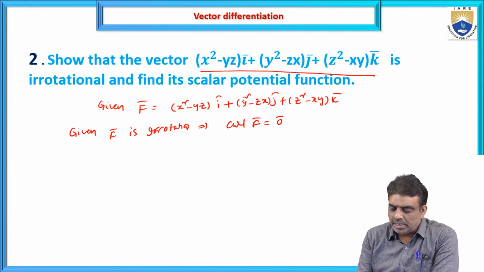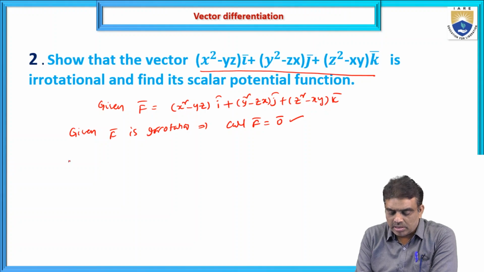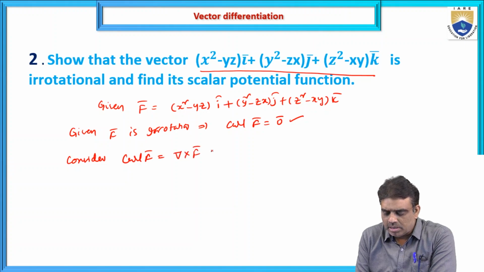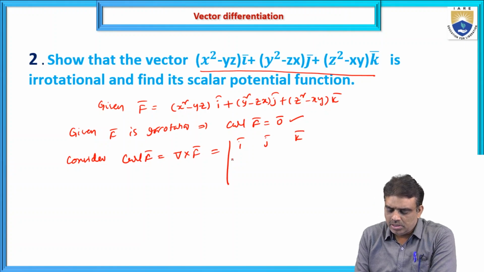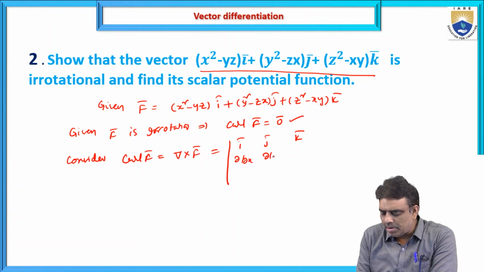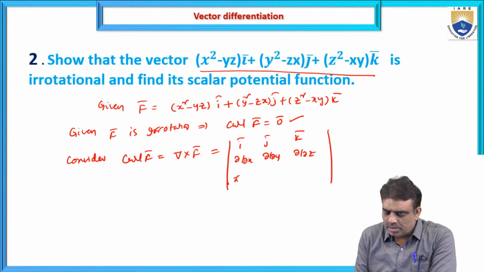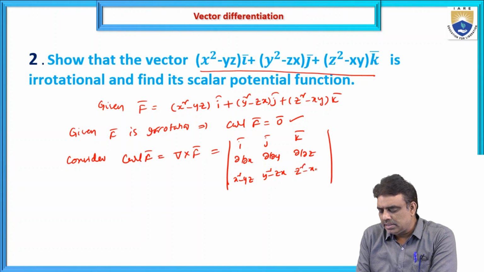So first we have to show that curl f bar is equal to 0 bar or not. So consider curl f bar, that is del cross f bar, that is the determinant of i bar, j bar, k bar. So what is del? i bar dou by dou x plus j bar dou by dou y plus k bar dou by dou z, of x square minus yz, y square minus zx, z square minus xy.